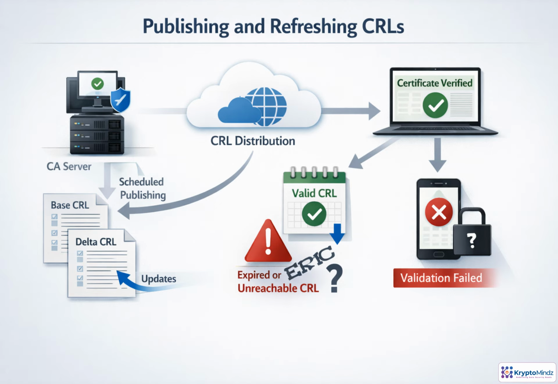CRLs are only useful if clients can actually download a current copy. Base CRLs give a complete picture of revoked certificates, while Delta CRLs provide just the changes since the last base, saving bandwidth and time. Your role is to ensure they're published on schedule, hosted on a reachable HTTP path, and never allowed to expire. During configuration changes, manually publish with the CA console or certutil, so you always know exactly what clients will see.